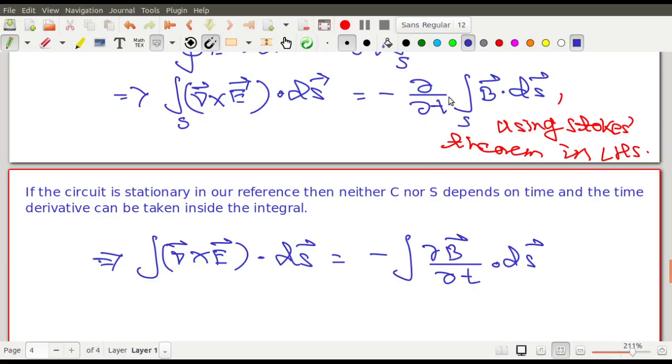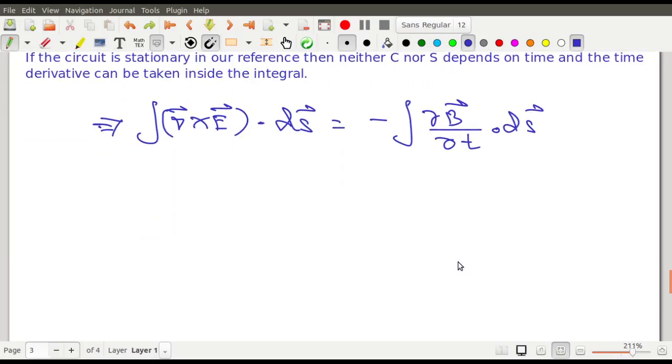Now, where should this derivative hit? This derivative should hit B, this derivative should hit the S also. This derivative should hit the time coordinate, this derivative should hit the S coordinate, but S does not depend upon time. So there is no need to take the derivative over S. You take the derivative only over B. That is what I mean to say over here.